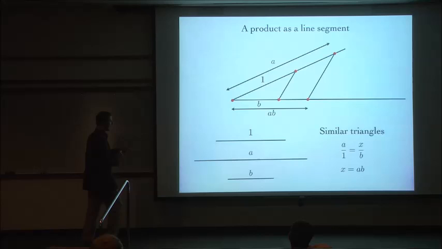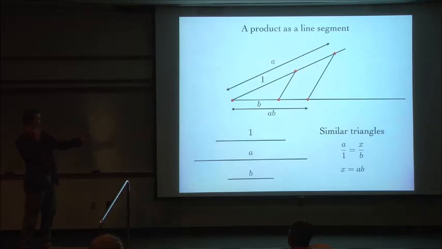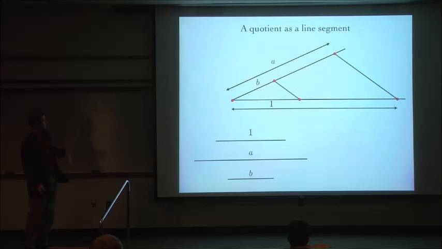And the only thing I need is this unit length. If you tell me what 1 is, I can multiply these. And if you think about it, if I gave you a different unit length, then A times B would have a different length. So this told him how to multiply line segments. Similarly, you could divide line segments. You just move those things around a little bit. So if we switch those around and use similar triangles, that's A divided by B.